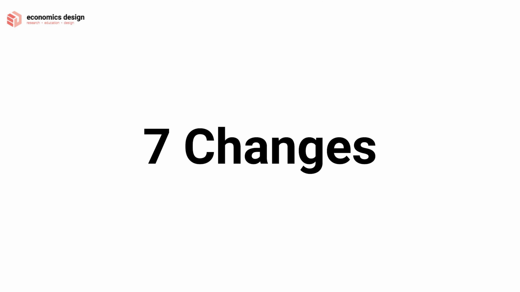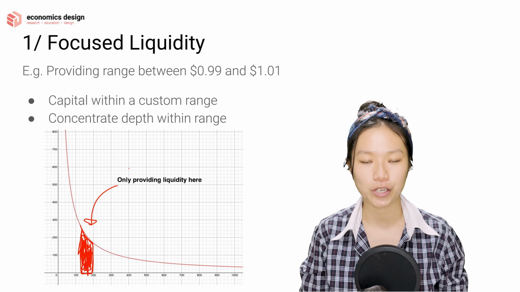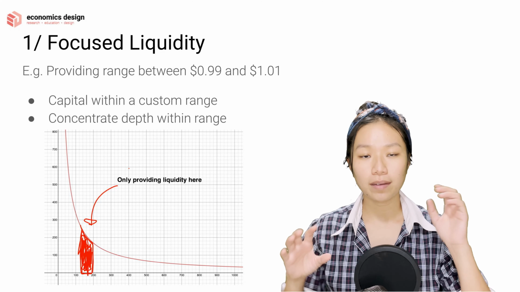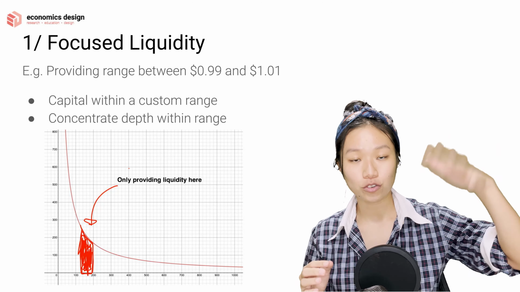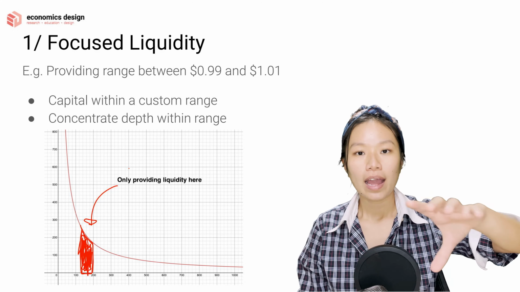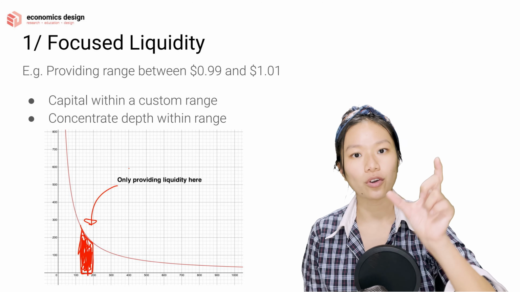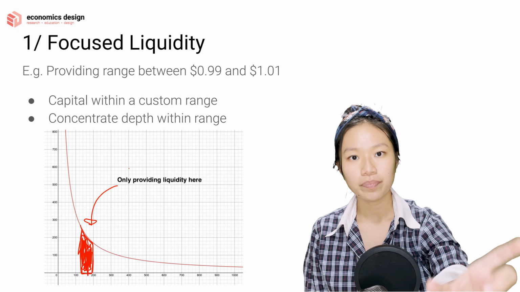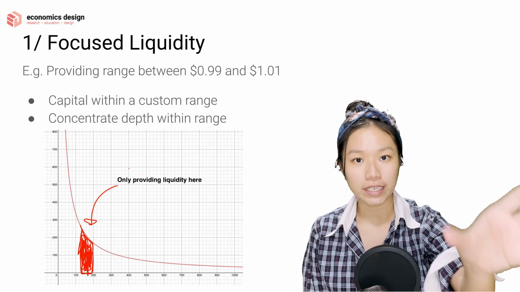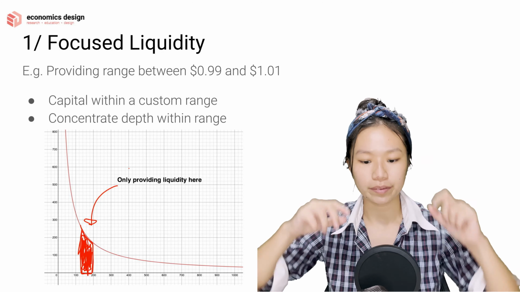So we're going to talk about seven different changes to Uniswap version 3. The first one is focused liquidity. Remember I mentioned that in the CLOB method, the central limit order book, you can define that I want to buy this at $500. And I can also define that I want to only trade at a specific range, so between $499 and $501. So I have that small range that I only want to trade at.